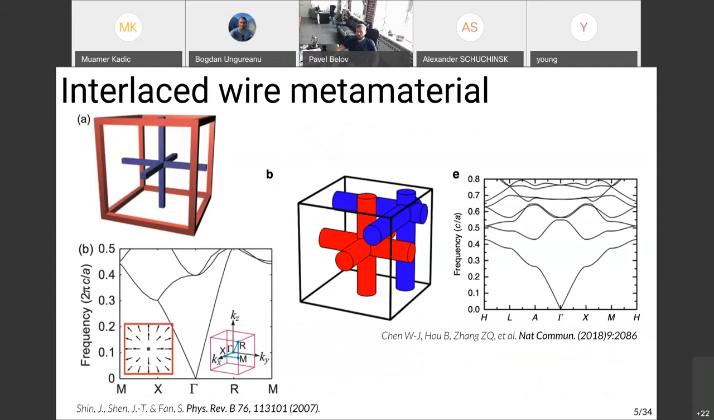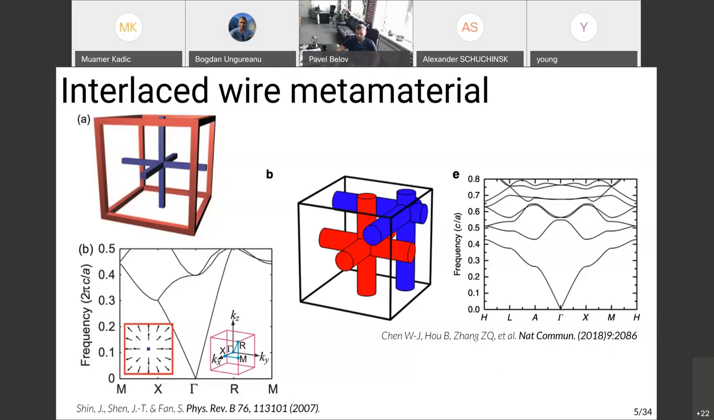Each of the lattices is a connected three-dimensional wire mesh, wire metamaterial, but each of these meshes is located inside of another one. Basically, they are in this sense interlaced. So one is sitting inside of another, inside in the sense that they share the internal volume of the meshes.